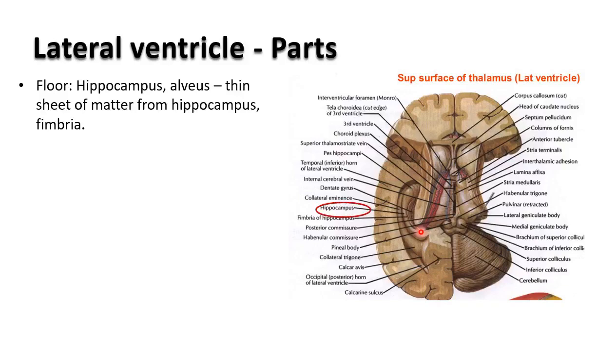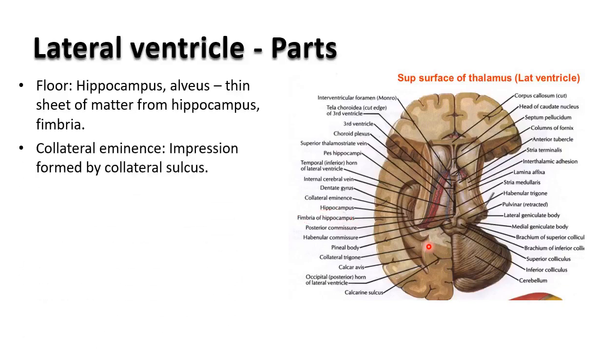So that is the hippocampus and the fimbriae of the hippocampus, which you are able to see here. It is nothing but the efferent tract: the fimbriae, the alveus, and then the fornix are nothing but the efferent pathway of the hippocampus. Next, coming to the collateral eminence.